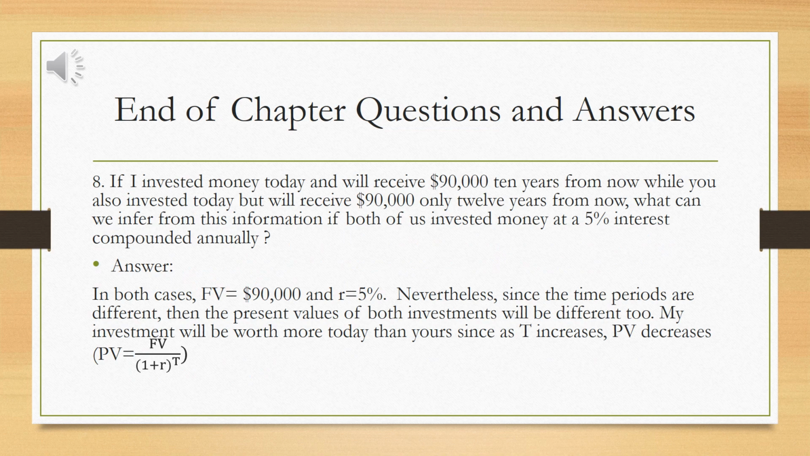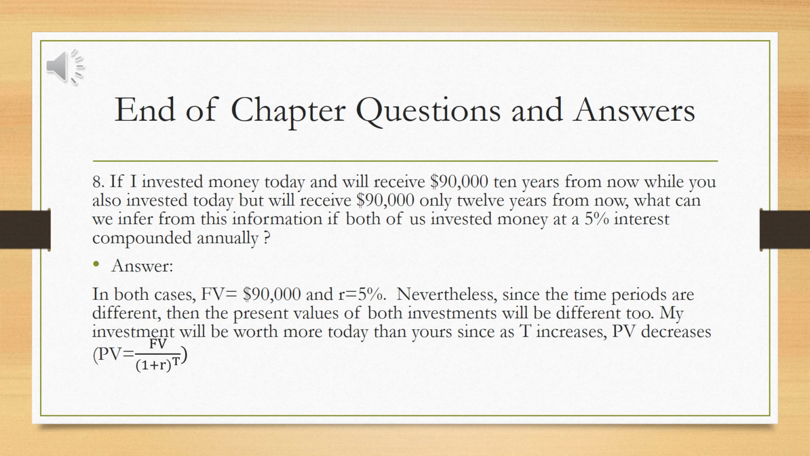If I invested money today and will receive $90,000 10 years from now, while you also invested today but will receive $90,000 only 12 years from now, what can we infer from this information if both of us invested money at a 5% interest compounded annually?